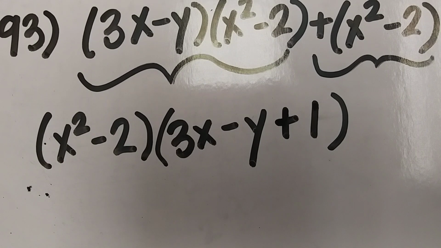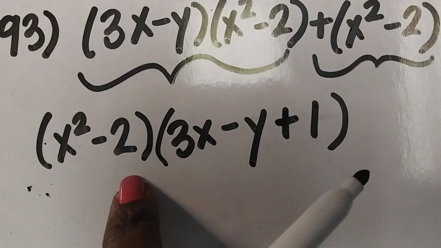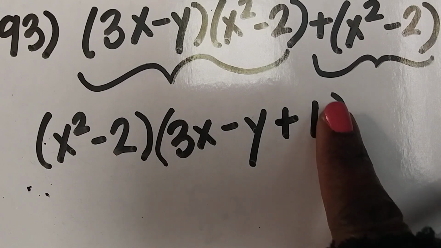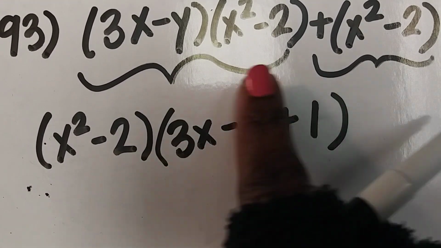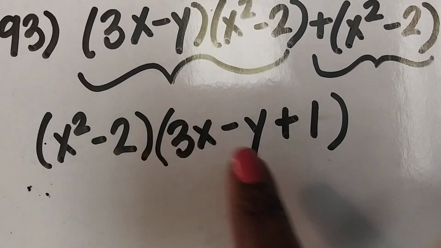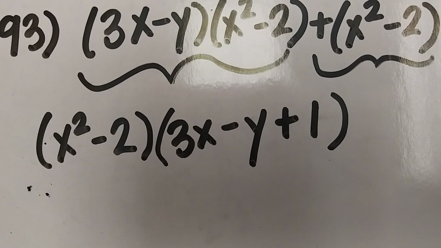But again, with multiplication, it doesn't matter how I arrange this answer, it's still going to be correct. So if I was to write this set of parentheses first and this one second, it still would be correct. Because 2 times 3 is 6 and 3 times 2 is also 6. So when you're multiplying, it doesn't matter how you arrange your final answer. It'll still be correct.